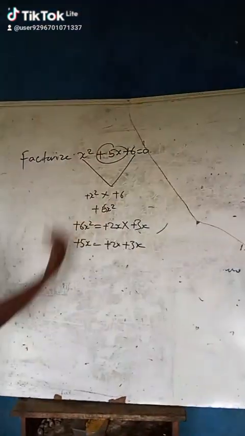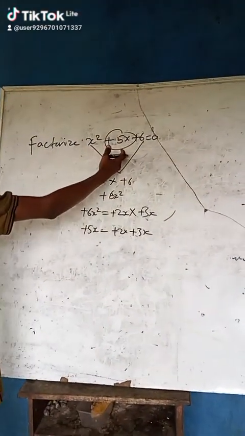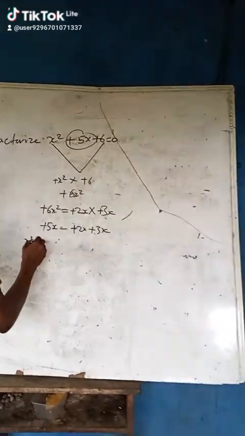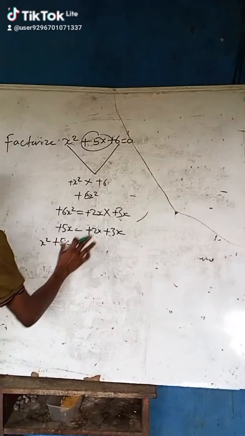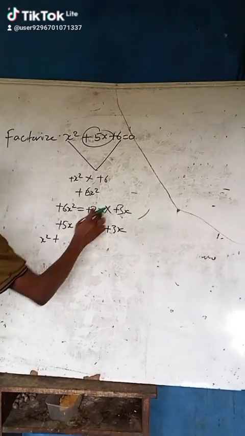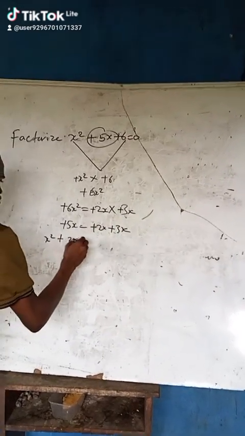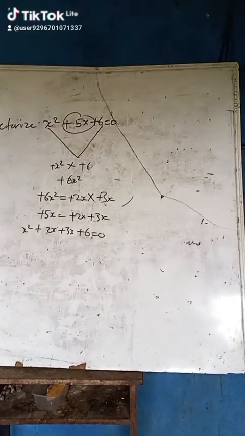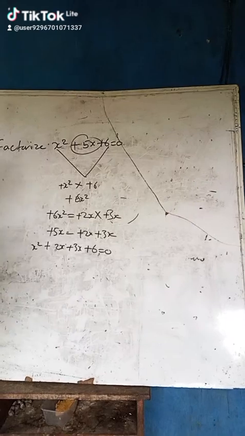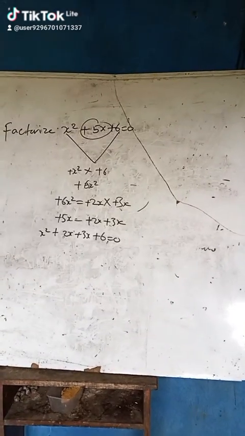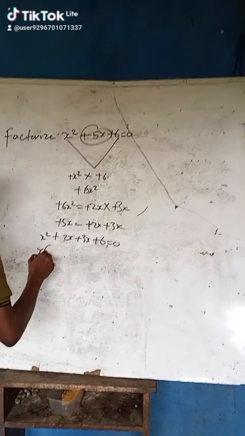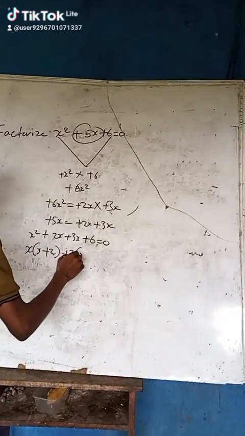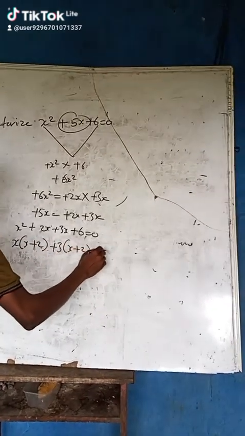Now, we recall the equation. You now see that x squared plus 5x plus 6 becomes x squared, bring this sum, plus 2x plus 3x plus 6 equals 0. Now let us factorize it. x bracket x plus 2, plus 3 bracket x plus 2 equals 0.